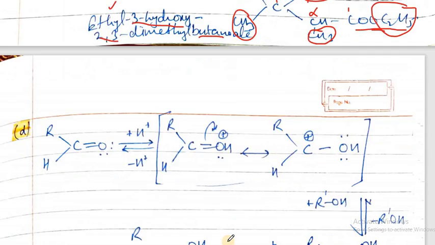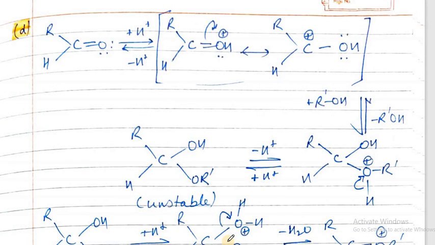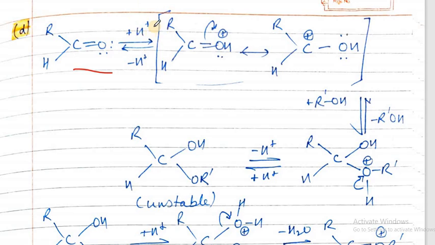It is important. Now next is the mechanism for the reaction with alcohol in the presence of dry HCl gas. We already know that aldehydes react with monohydric alcohols, but ketones react only with dihydric alcohols. So first is aldehydes. When aldehydes react with acid, that is dry HCl gas, they form protonated aldehyde, and this is in equilibrium with this.